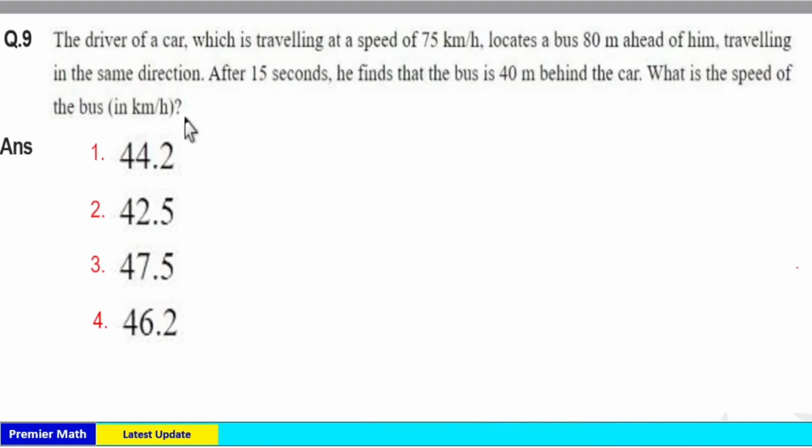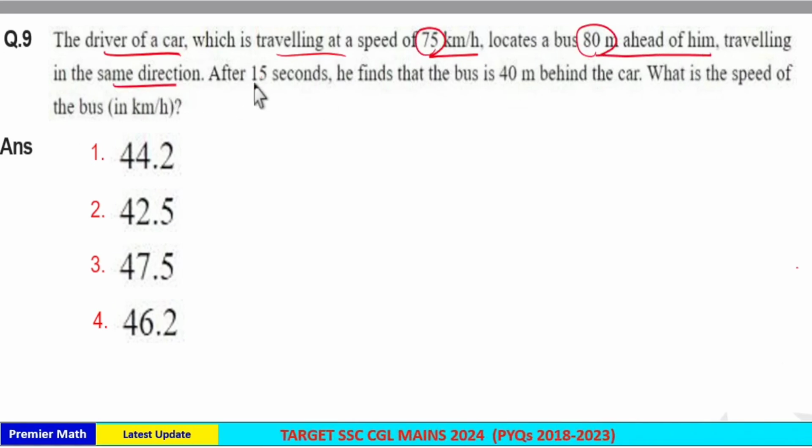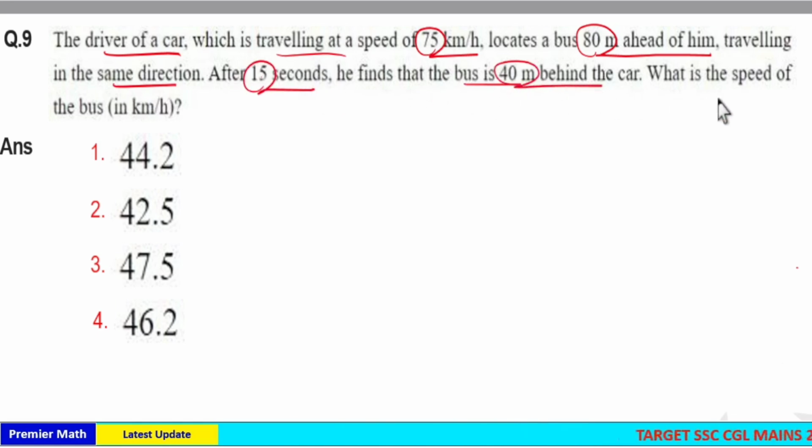The driver of a car which is traveling at a speed of 75 km per hour locates a bus 80 meter ahead of him, traveling in the same direction. After 15 seconds, he finds that the bus is 40 meter behind the car. What is the speed of bus in kilometer per hour?